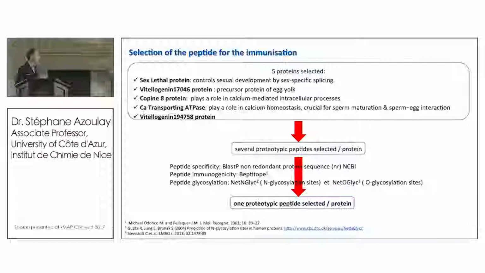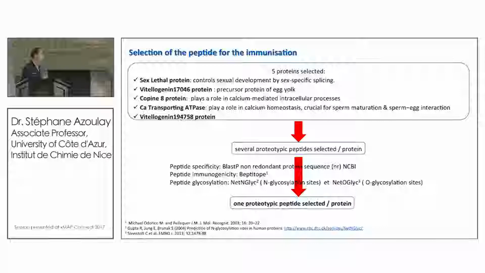We first checked that the peptide was very specific to the species, with no redundancy in the protein sequence database of the NCBI. We looked with software developed by one of our collaborators at parameters for immunogenicity, which means the structure of the peptide, its position in the protein, and its lipophilicity or hydrophobicity. And we also looked for potential N-glycosylation and O-glycosylation sites, because we want to avoid this glycosylation in our selected peptides.